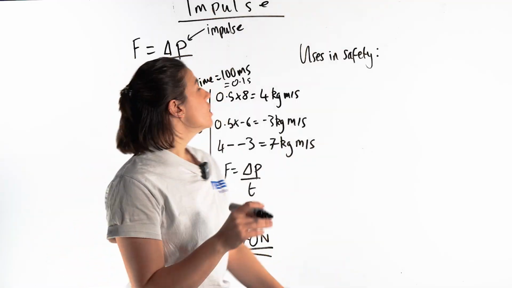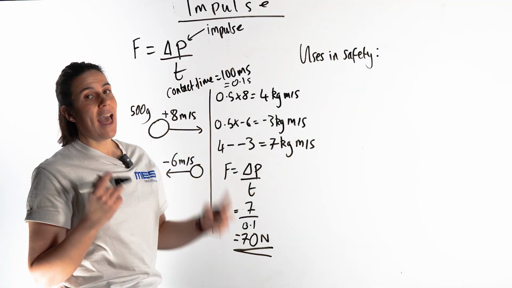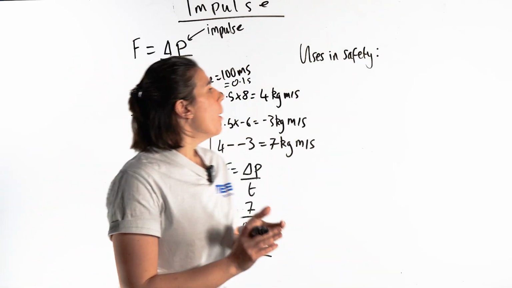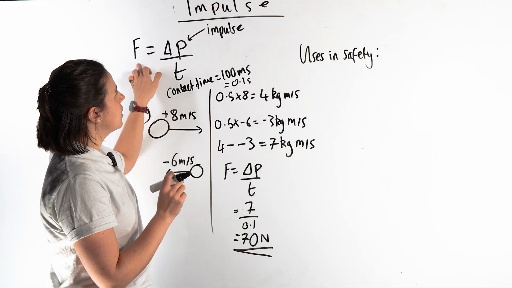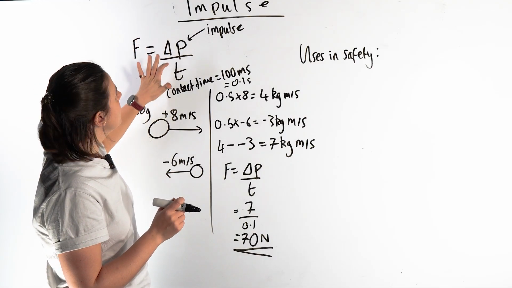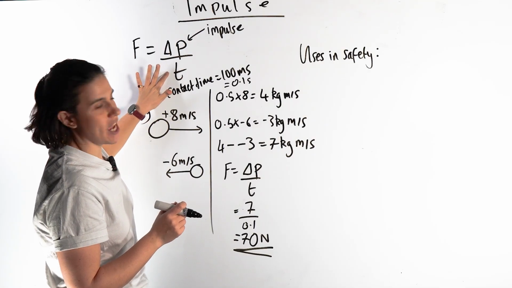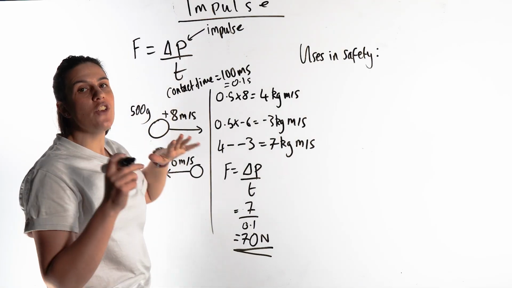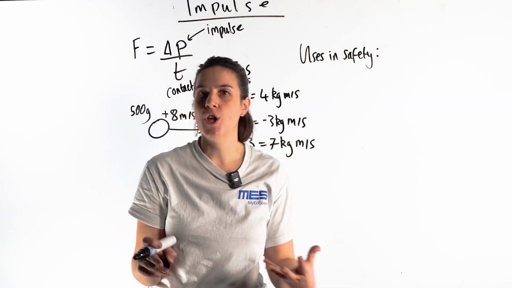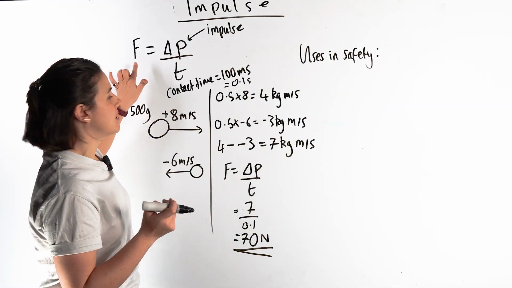Now, we can use this equation to help us with safety features, specifically in cars. Because the force that's exerted on the person is not only proportional to the change in momentum, but is also proportional to the change in time. If we can slow someone down over a longer period, we will actually exert less force on them.